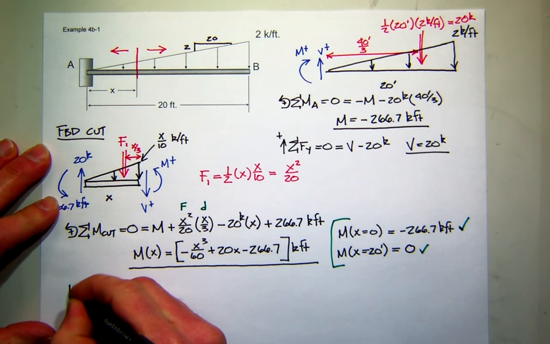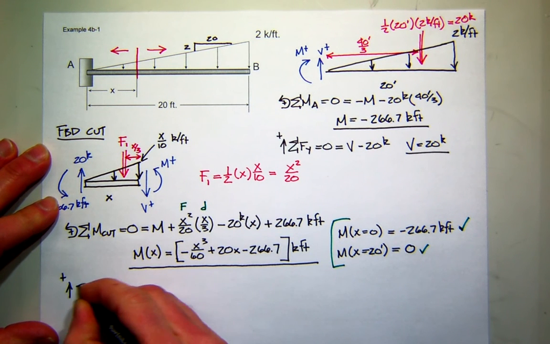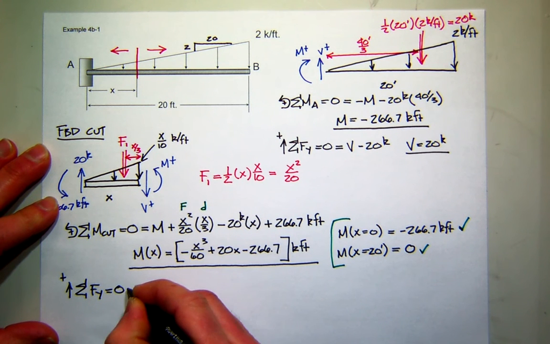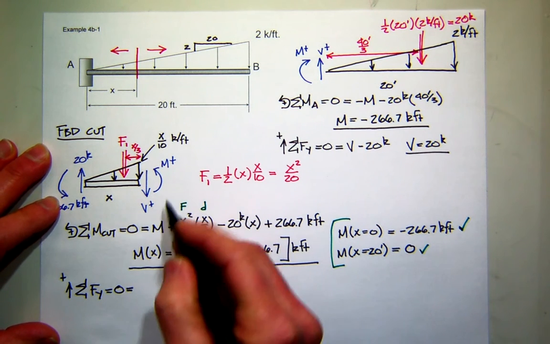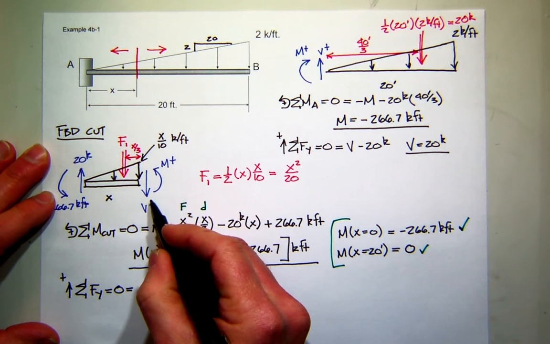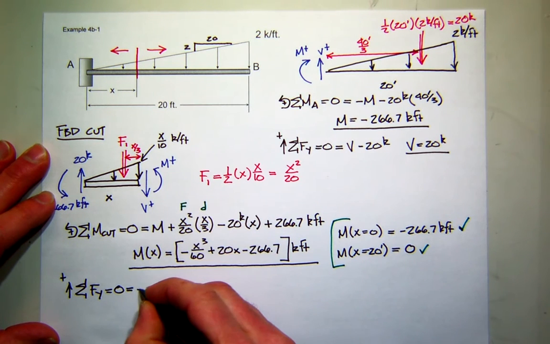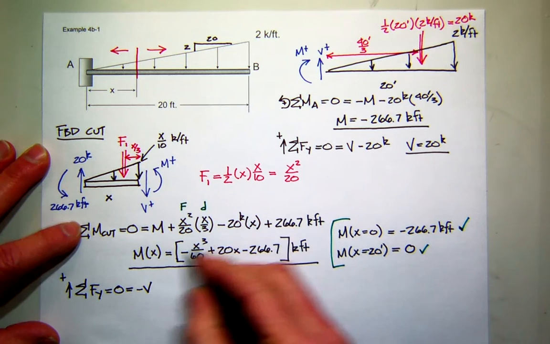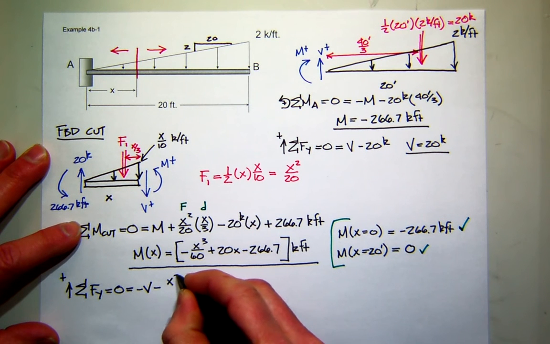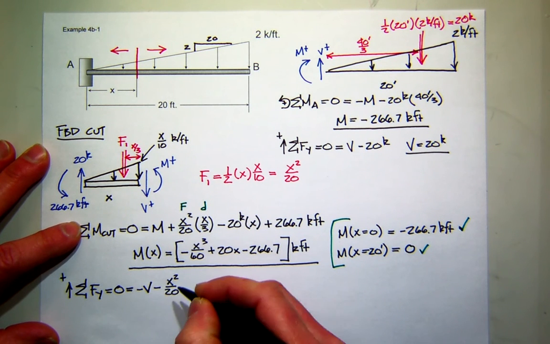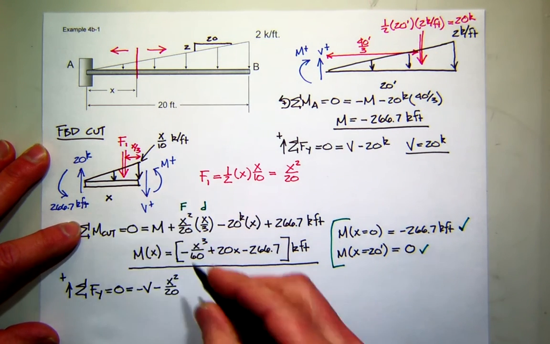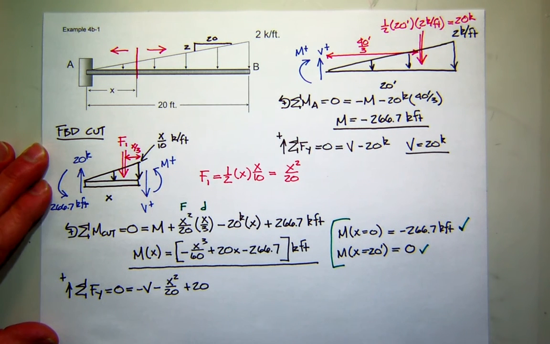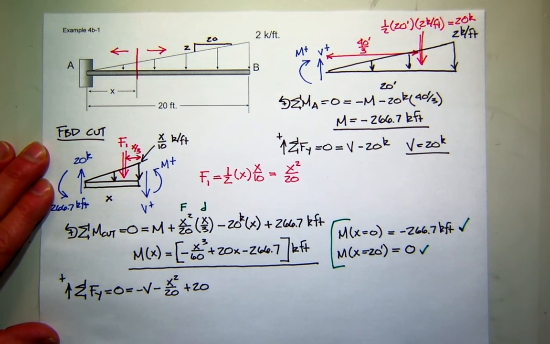So if we sum forces in the y direction, make sure they're in equilibrium. Look at my free body diagram. I'll start here on the right side. So I've got shear acting down. I've got my applied force acting down. My applied force was x squared over 20. And I have 20 acting up. That's it, right? So what's left?